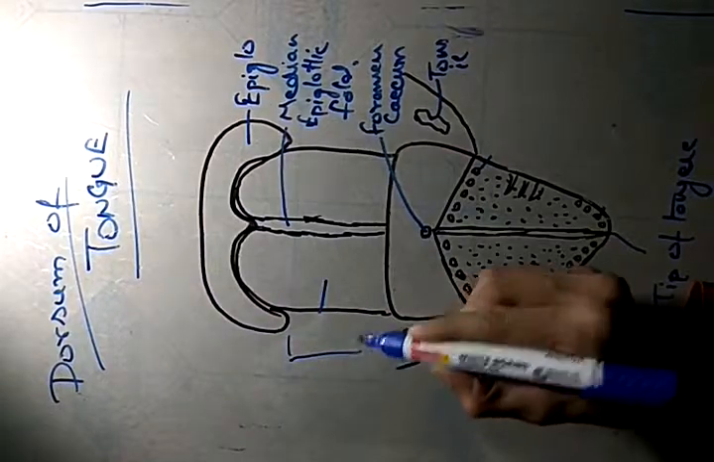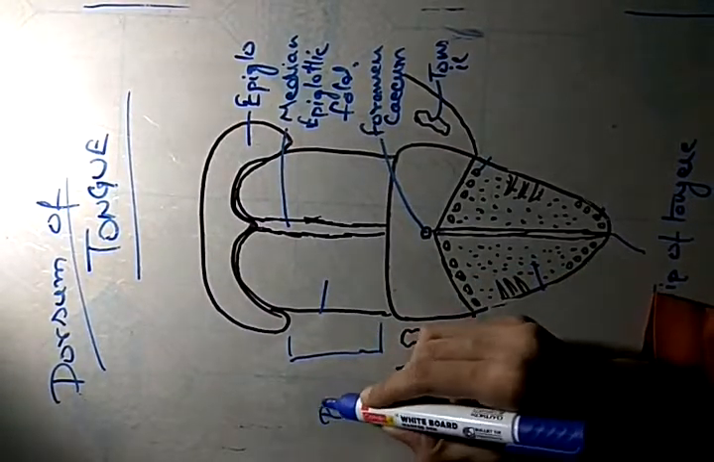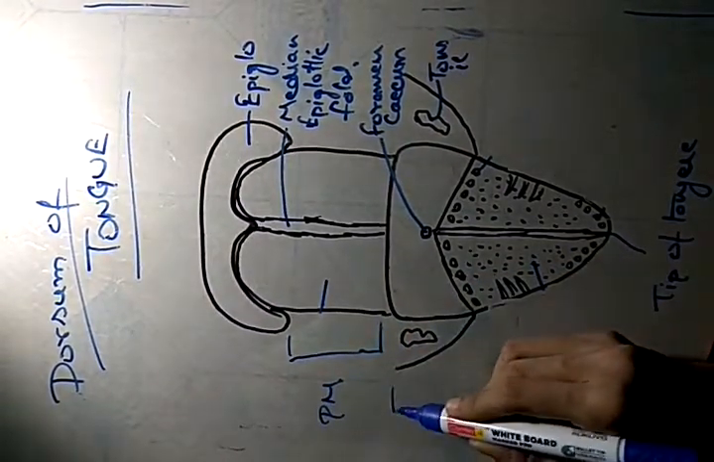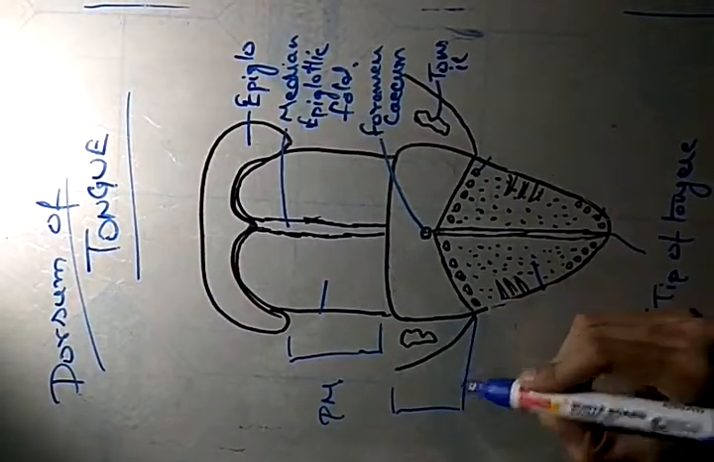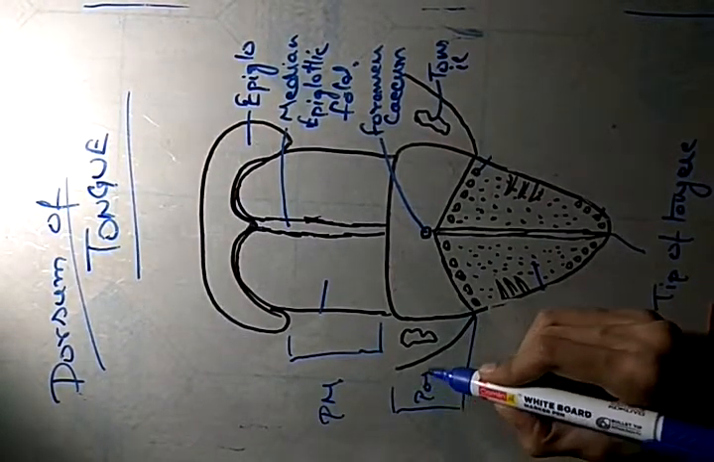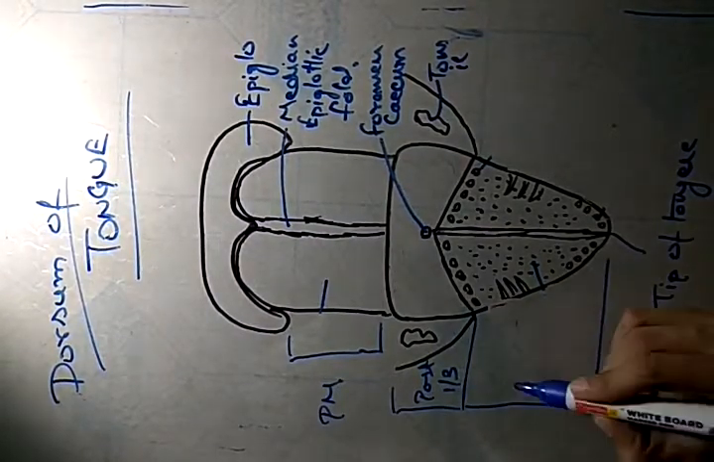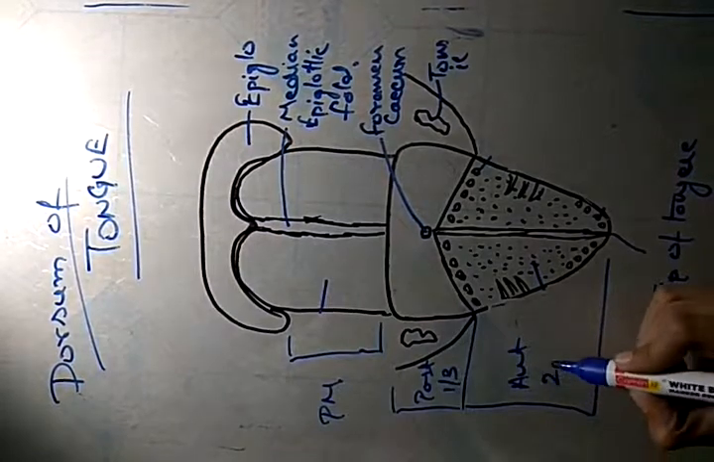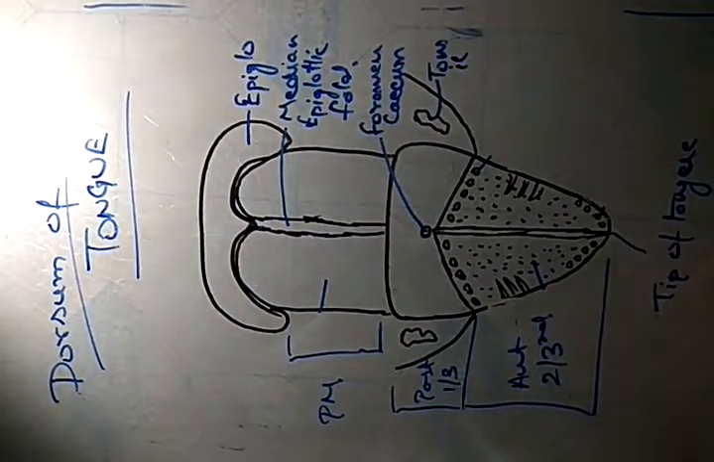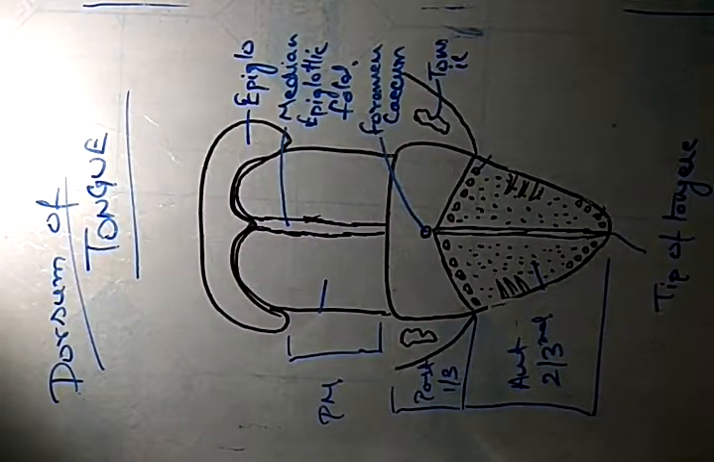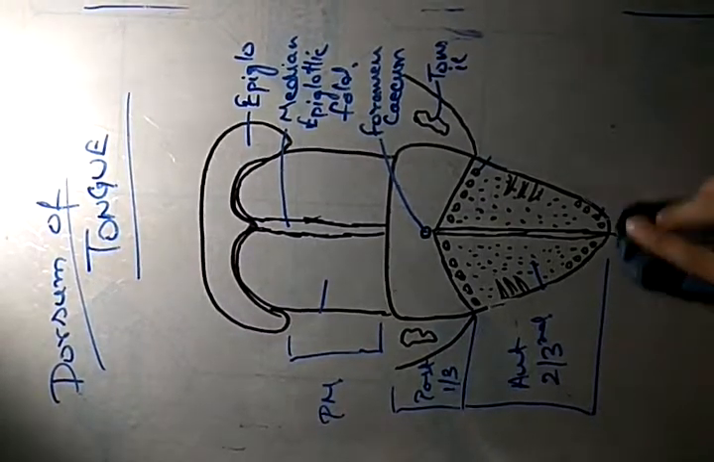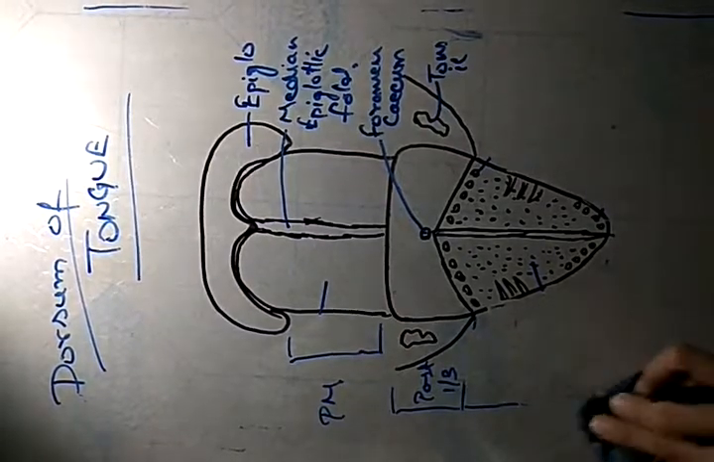This is our posterior most part, PM. This region from here is the posterior 1/3, and this region is the anterior 2/3. This can also be shown in this diagram. Now, as I said, for showing our lymphatic drainage, we can also use this similar diagram. So I'll just rub these again.